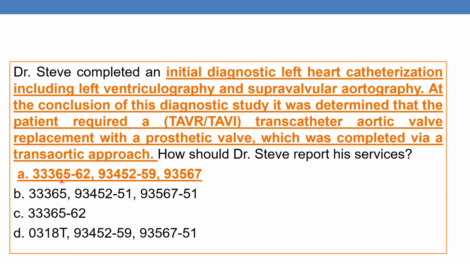And one more guideline that we have discussed earlier, either TAVR or TAVI codes, they require 2 physicians. Hence, we must append 62 modifier for these codes in order to indicate 2 surgeons are operating the procedure. So the correct option is A, 33365 along with 62 modifier and 93452 along with 59 modifier and 93567. This is an add-on code. And you should not append any modifiers to the add-on codes.